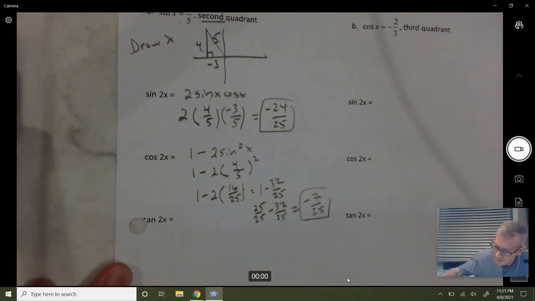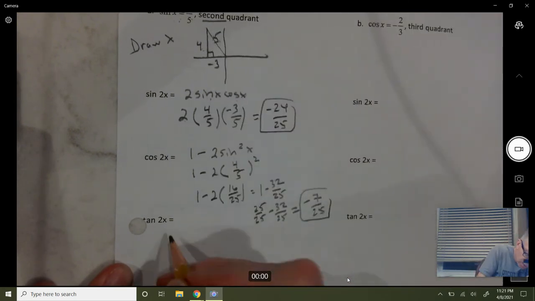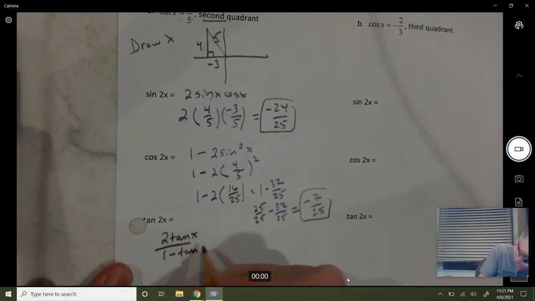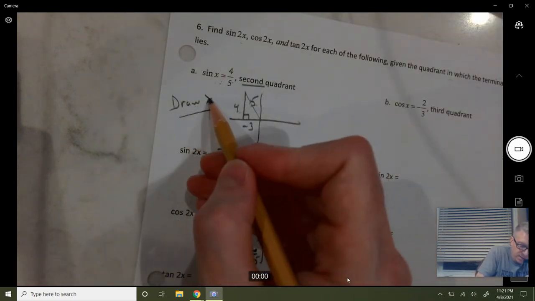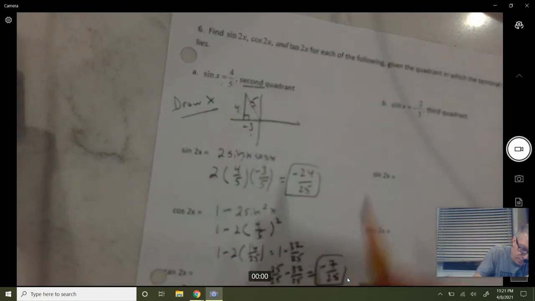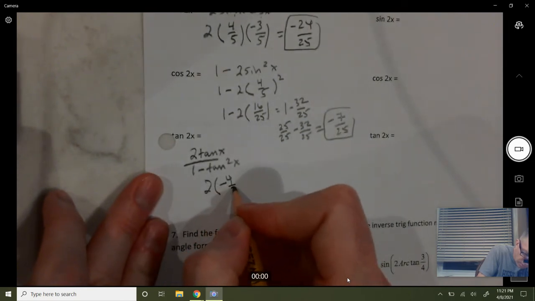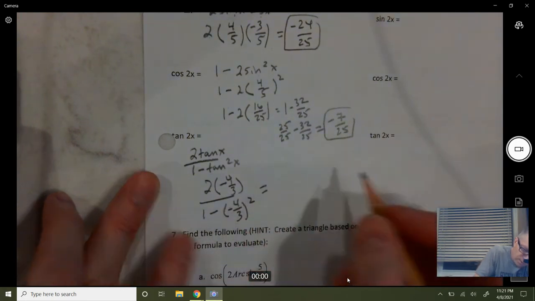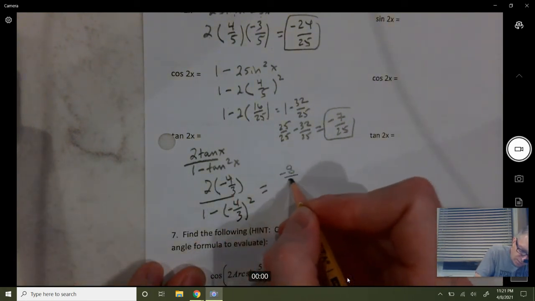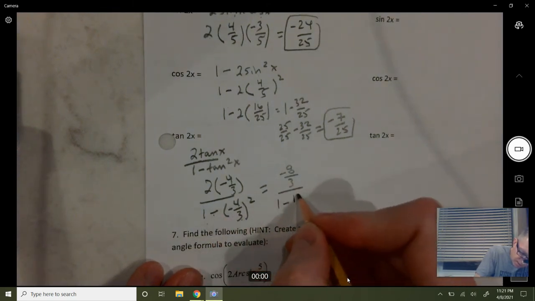Tangent 2x is 2 tan x over 1 minus tan squared x. So 2 tan x over 1 minus tan squared x. So looking at our picture when we drew x, tangent of x is negative 4 over 3. So we get 2 times negative 4 over 3 over 1 minus negative 4 over 3 squared. That's going to give you negative 8 over 3 divided by 1 minus 16 over 9.